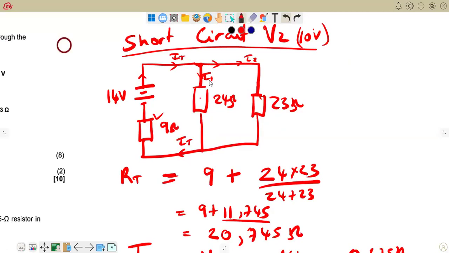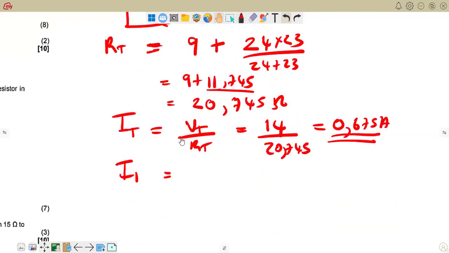It is the same I total that will go back again to the supply. So I1 is equal to R2, so my R2 becomes the other resistor in the other branch, R2 over R1 plus R2 multiplied by I total, the total current. That's basically what the current divider rule states. So it is apparently the one that we can just use.